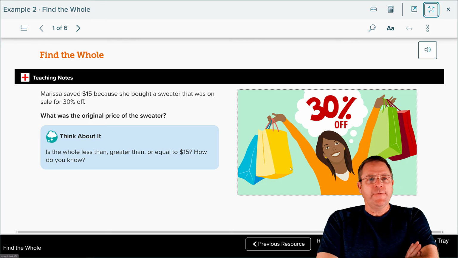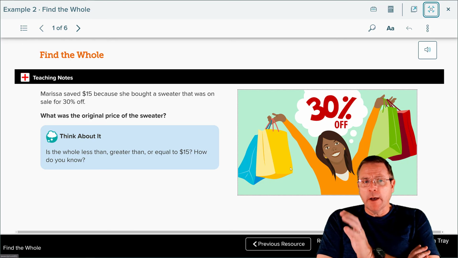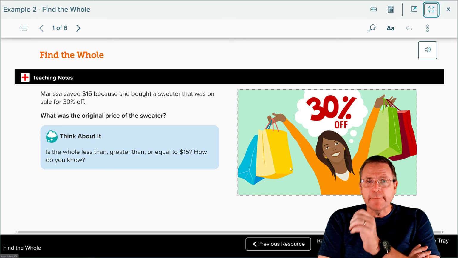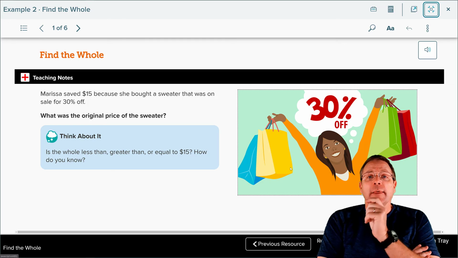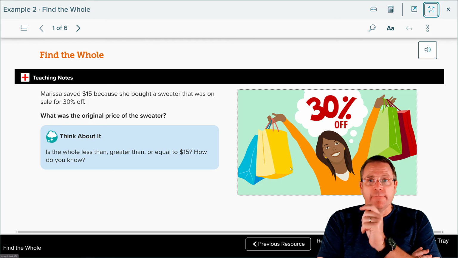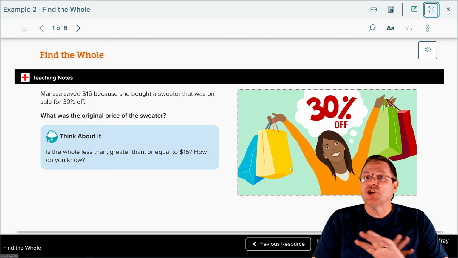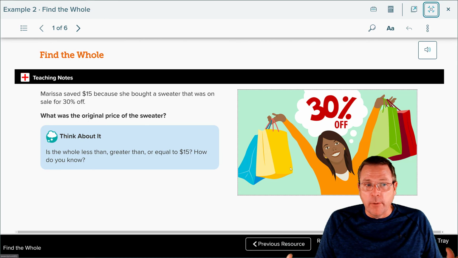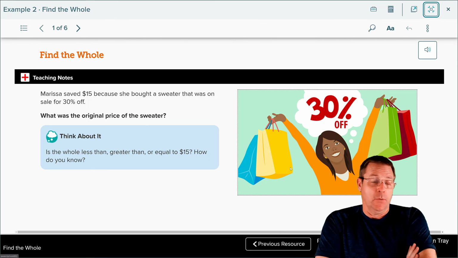Marissa saved $15 because she bought a sweater that was on sale for 30% off. What was the original price of the sweater? Now this one's more complicated. It didn't tell us that she spent $15 like the last one did. This one told us that she saved $15. And that changes the whole problem. I mean, this is where we get a real mess going on.